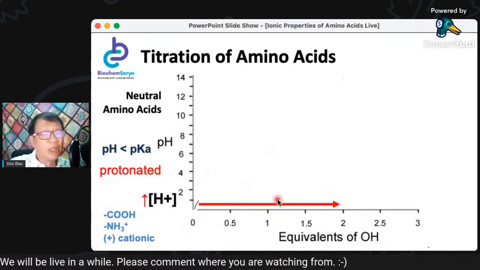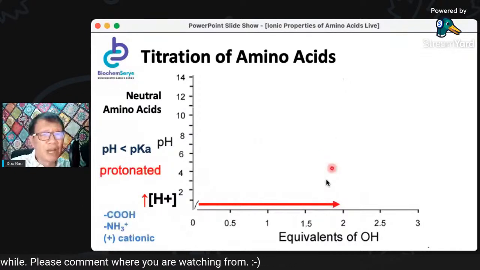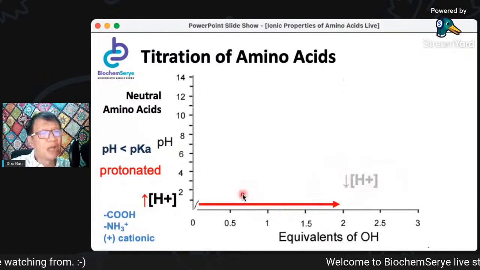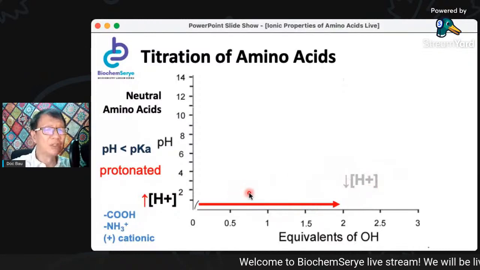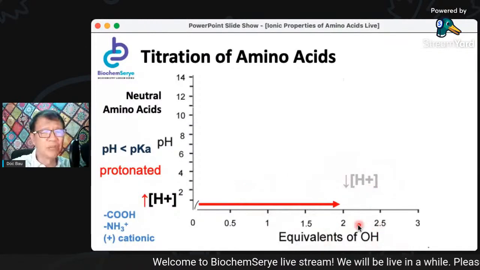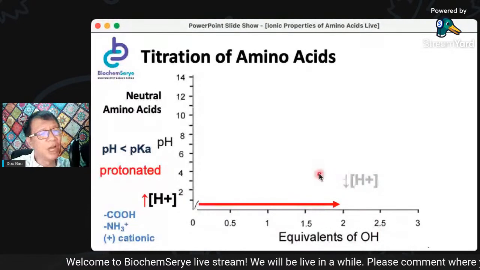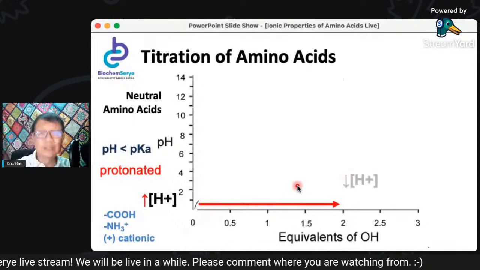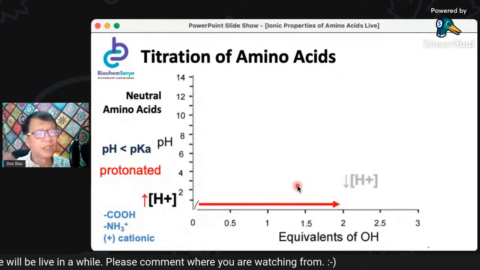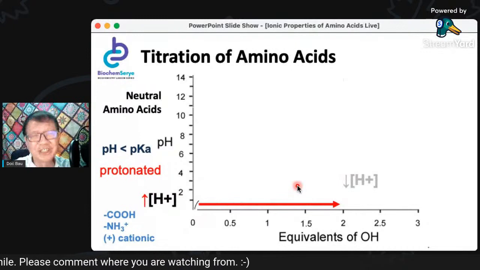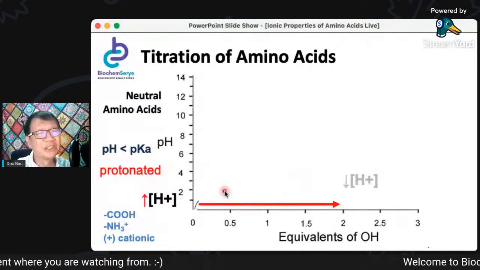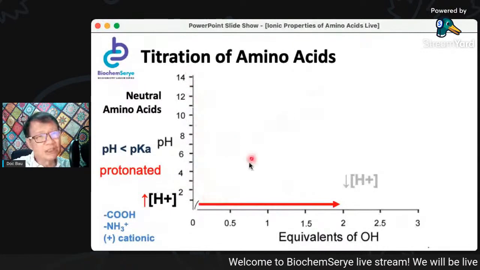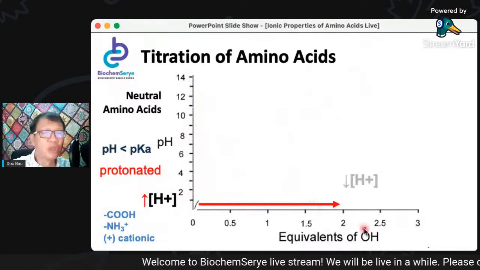So when you titrate, what is happening? Your hydrogen ion is decreasing, right? Because when you add sodium hydroxide, what happens? Sodium hydroxide will react with hydrogen ion to form water. So you are decreasing your hydrogen ion concentration. When you decrease your hydrogen ion concentration, what happens? Your pH increases, right? When your pH increases, later on when we see the graph, it will be going upwards.